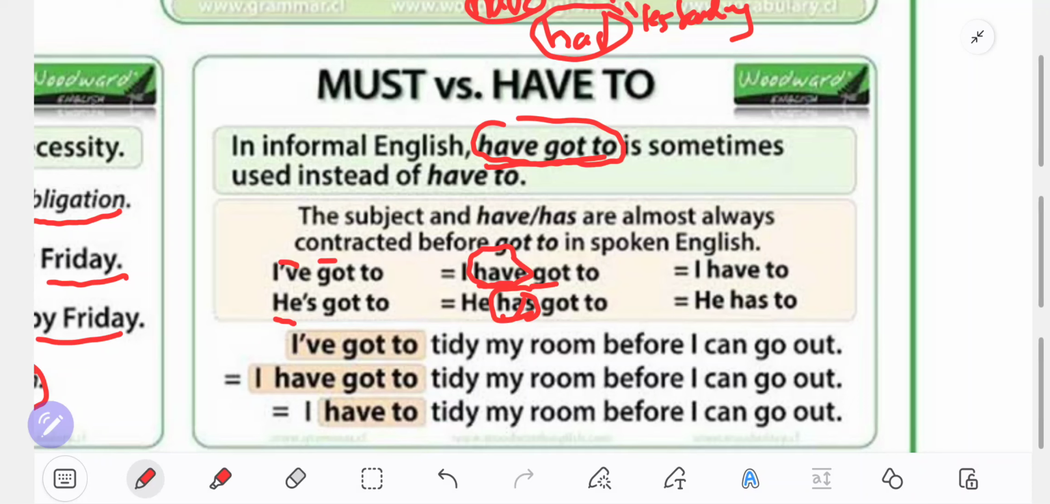And for example, in a sentence like this, I've got to tidy my room before I can go out. That is the short form, and for the long form, I have got to tidy my room before I can go out. And the other form has the same similar meaning. I have to tidy my room before I can go out.